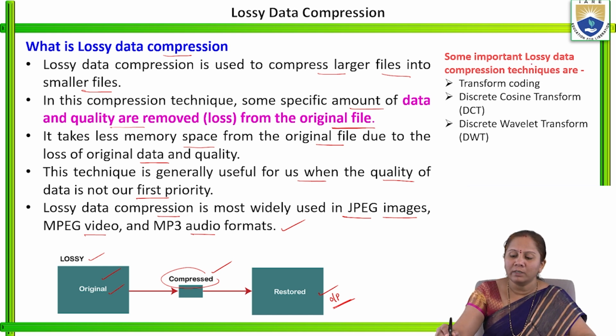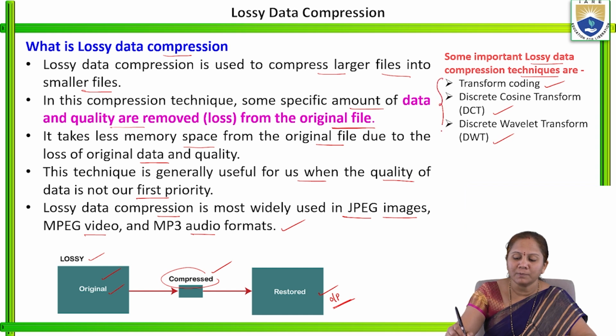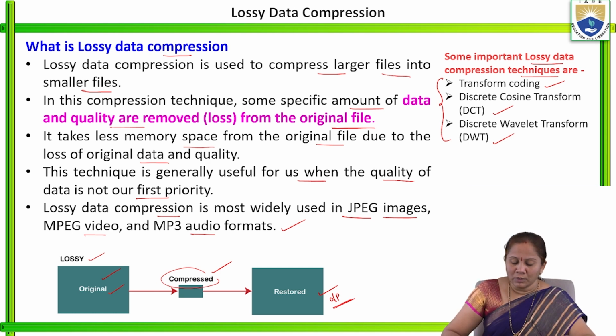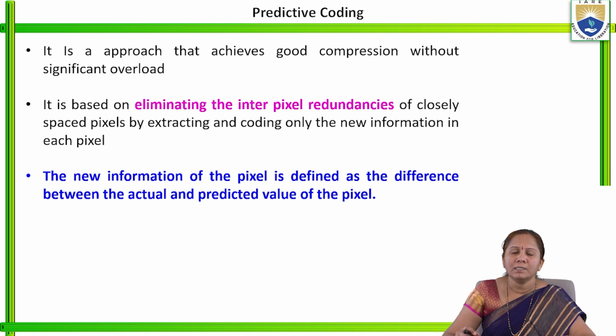So what are the different lossy data compression techniques? Transform coding can be used to perform this lossy compression, or we can use the discrete cosine transform and the discrete wavelet transform. All these are different types of transforms that can be applied to perform lossy data compression. In the last session, we saw the differences between lossless data compression and lossy data compression. Okay.